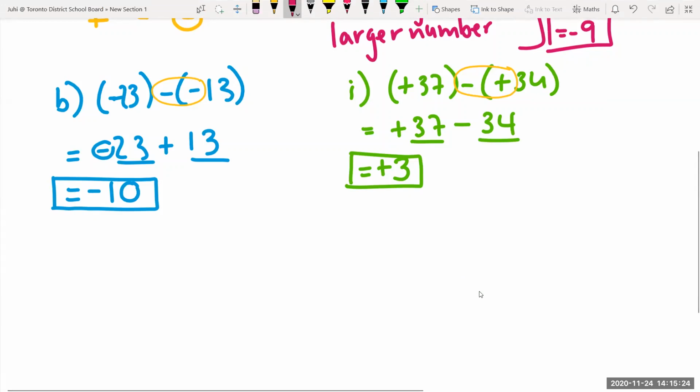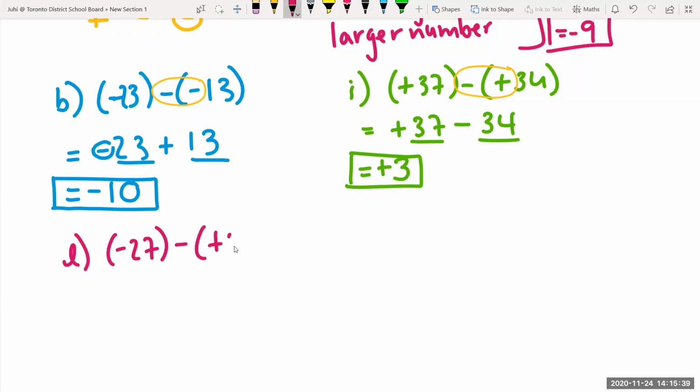All right, let's do maybe 2 more examples of this. We have positive, negative, positive. How about something like L? L is a really good one. Okay, let's try question L. L says negative 27 minus positive 43.